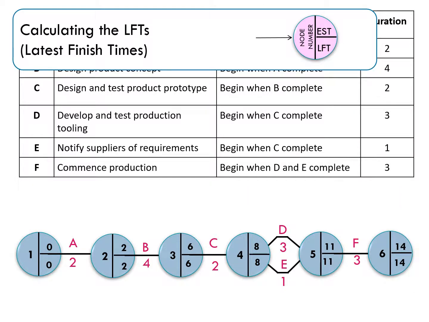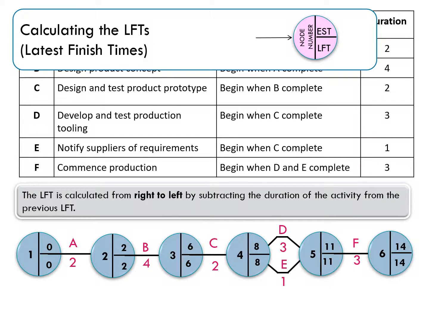So how do I calculate the latest finish times? Well, the latest finish time is calculated by working from right to left, subtracting the duration of the activity from the previous latest finish time. So for example here, the latest finish time is 14. I work from right to left. 14 minus the duration of the activity gives me 11.